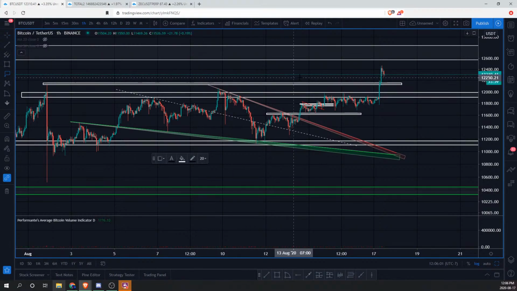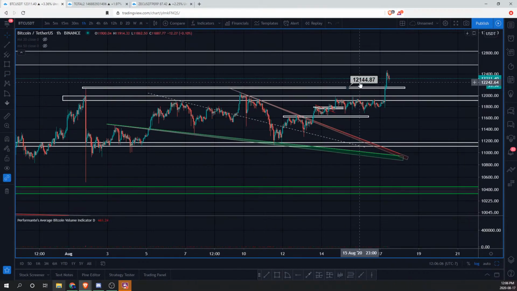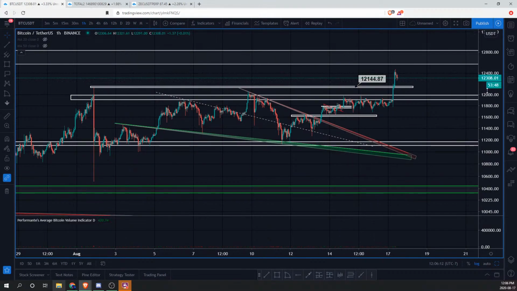Let's just make it easier for everyone. The 12.144, right around there. Obviously, it depends on the exchange that you use. I mainly use Binance, so that's going to be the area that I'm going to be looking at.